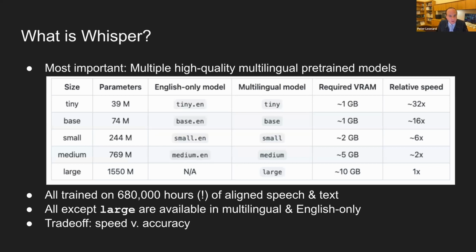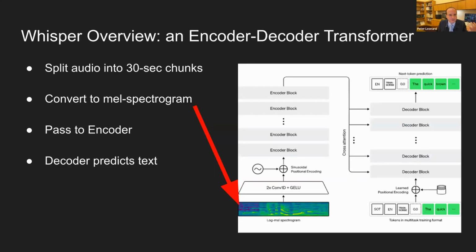They run from very small models that run on your laptop, all the way to enormous multilingual models that require advanced GPUs. As I said, they're trained on an enormous amount of information. It's interesting that some of them are English only, some of them are multilingual. We'll come to that in a second. And of course, like anything else, it's speed versus accuracy.